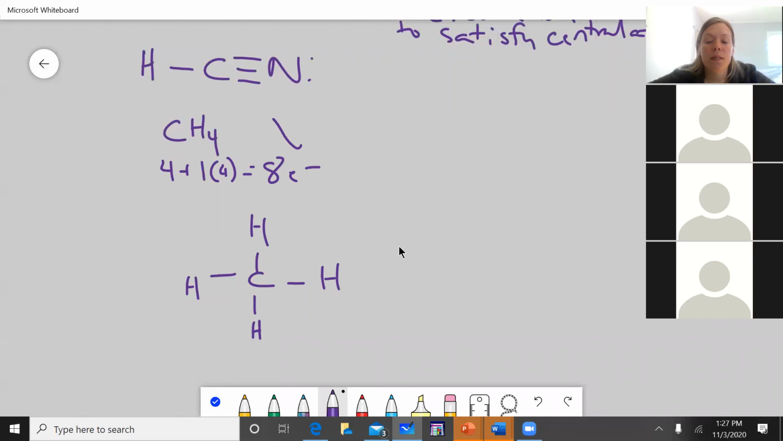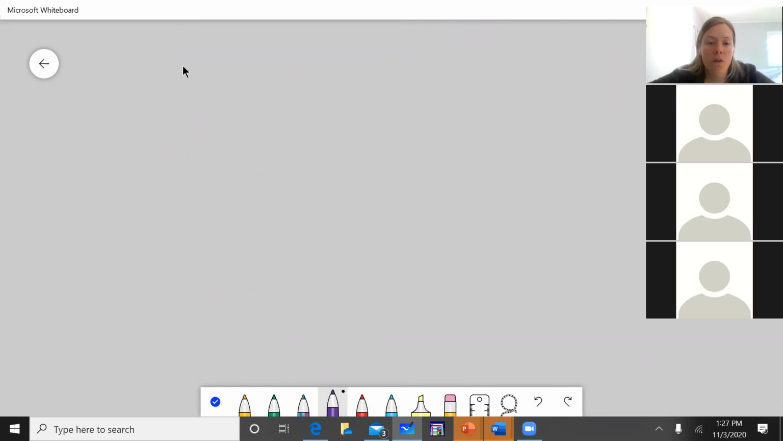I want to do one with a charge. So if you happen to have something that is charged, like a polyatomic ion, BrO3 with a minus charge. The only thing that's going to be different about this is when you're calculating your valence electrons. So bromine is in column 7, so it has 7 valence electrons. Oxygen is in column 6, so it'll have 6 valence electrons, and there's 3 of them.